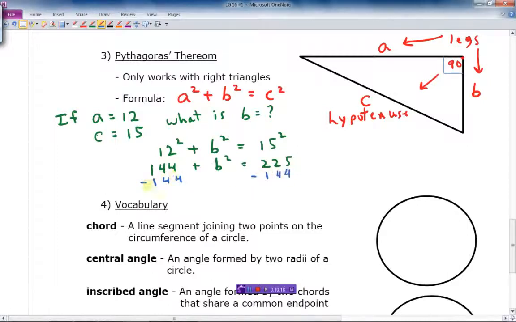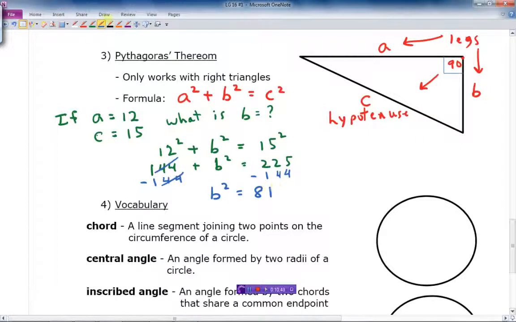And I get B squared equals, okay, so what do I get for that? Let's just quickly calculate that. And so we got 225 minus 144 equals 81. Okay, but I'm not finished yet because I haven't found B. I've only found B squared. How do I find B?